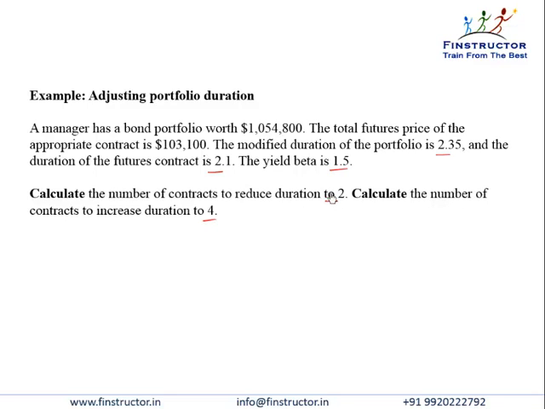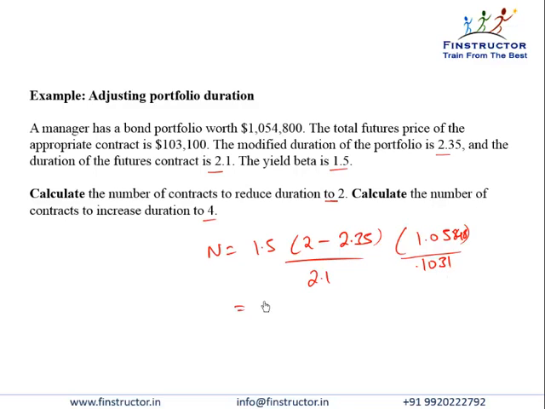So first let's reduce the duration to 2. The number of contracts would be the yield beta multiplied by the target duration minus the current duration, divided by the duration of the futures contract, into the value of the portfolio, that is 1.0548, divided by the value of one futures contract, that is 0.1031, which will give us N as minus 2.57, or we need to short approximately 3 contracts to reduce the duration to 2.